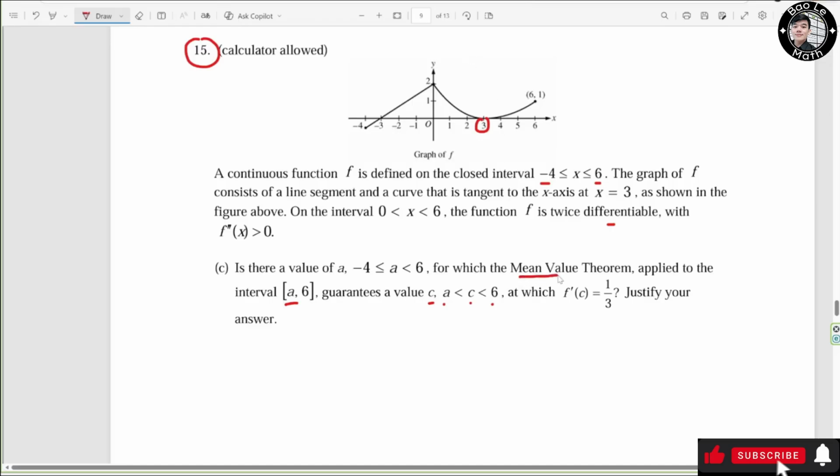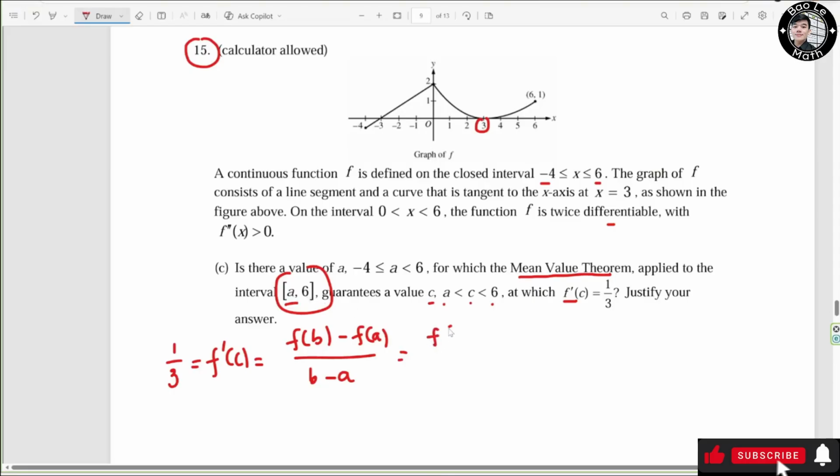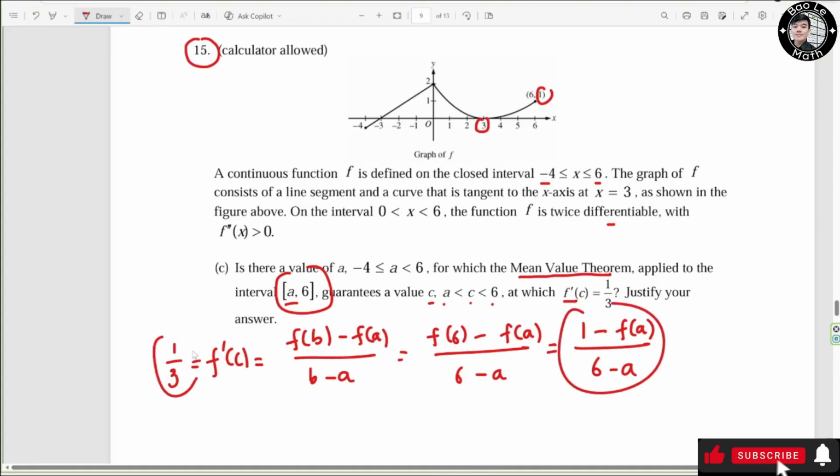Now we're going to apply the mean value theorem, right? So we have f prime of c equals 1 over 3, and this equals f of b minus f of a over b minus a. Now a equals a and b equals 6. So we have f of 6 minus f of a over 6 minus a. f of 6 is going to be 1 right here. F of a we don't know, so we just leave it right here, over 6 minus a. Now we need this to be 1/3.